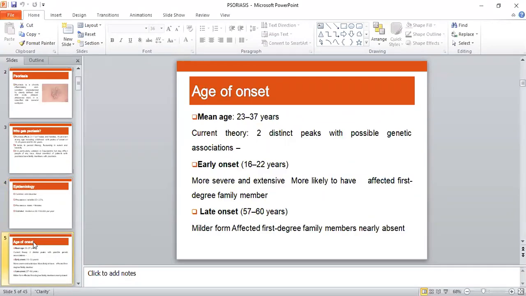What is the age of onset? The mean age we have discussed, 23 to 37 years. Currently, the theory is two distinct peaks with a possible genetic association, early onset and late onset. The early onset is 16 to 22 years, more severe and extensive, and more likely to have affected first degree family members. So they have positive family history. The late onset is a milder form, with first degree family members nearly absent, but it can be due to some factors. So these two types of people are involved, early onset and late onset.